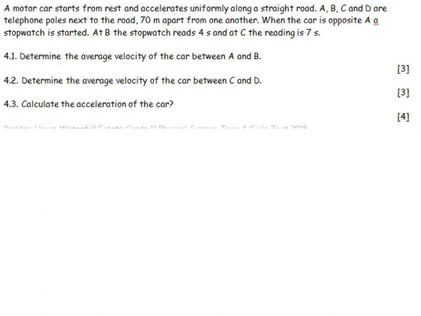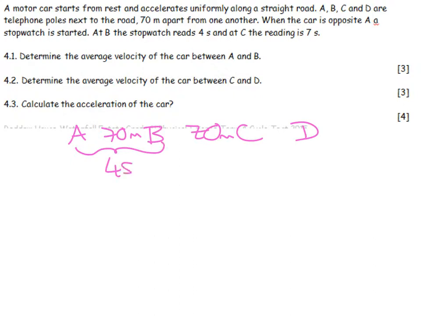A motor car starts at rest and accelerates uniformly. We have got A, B, C, and D. They are 70 meters apart. When the car is opposite A, a stopwatch is started. At B, it reads 4 seconds. At C, it reads 7 seconds. So that's only 3 seconds.